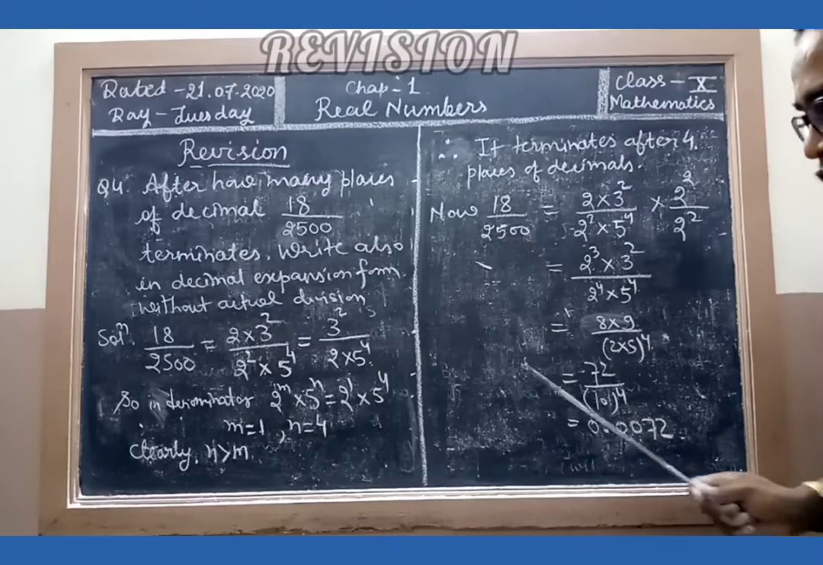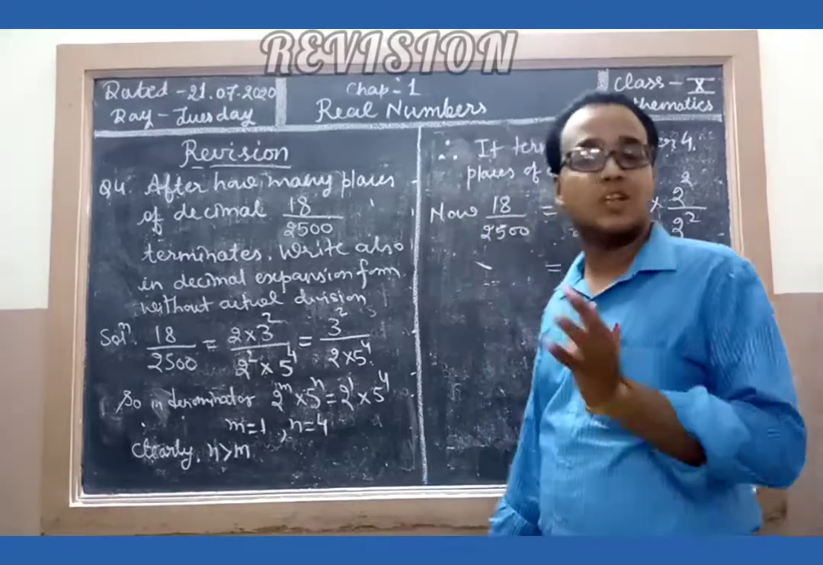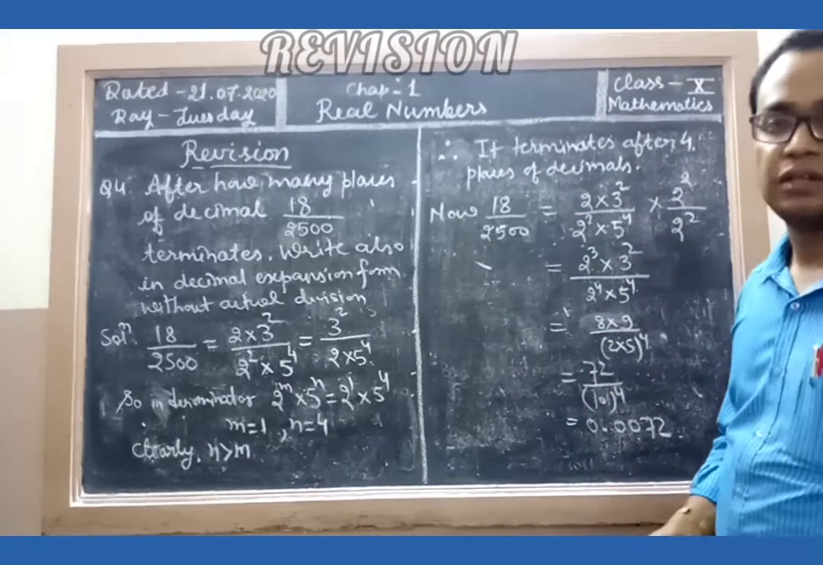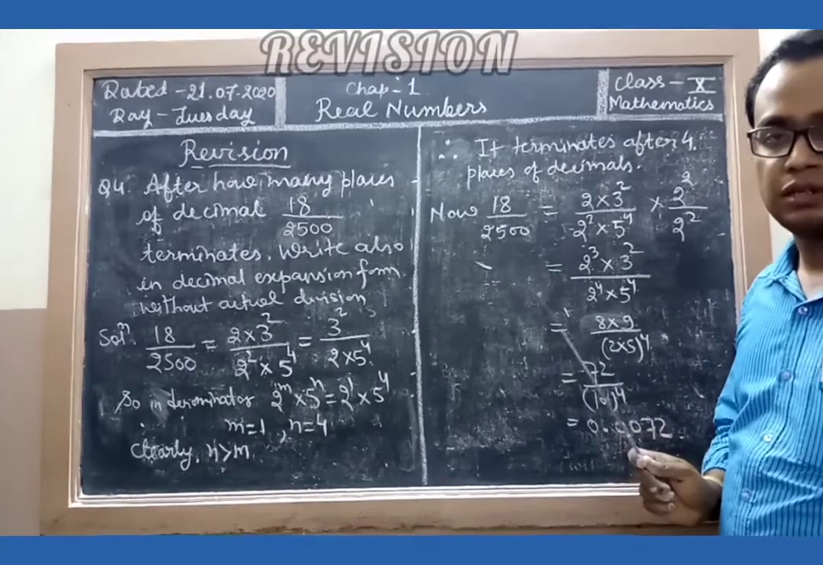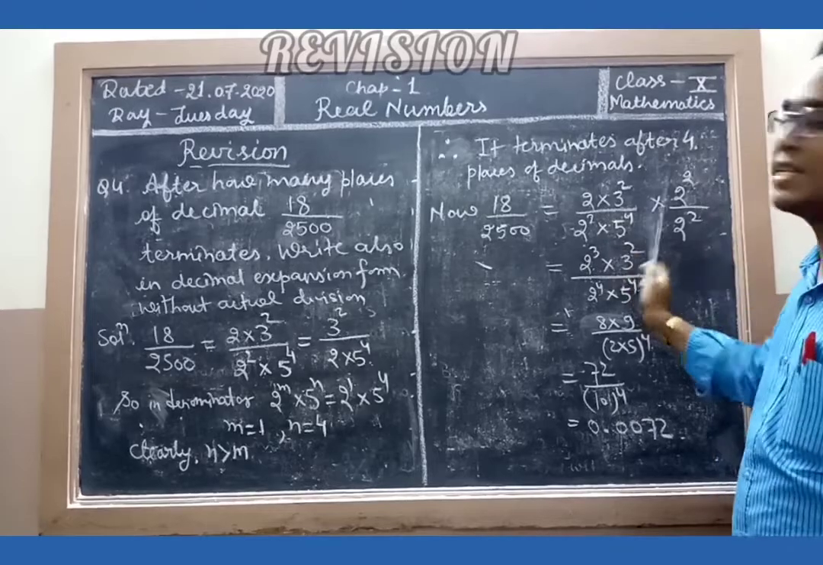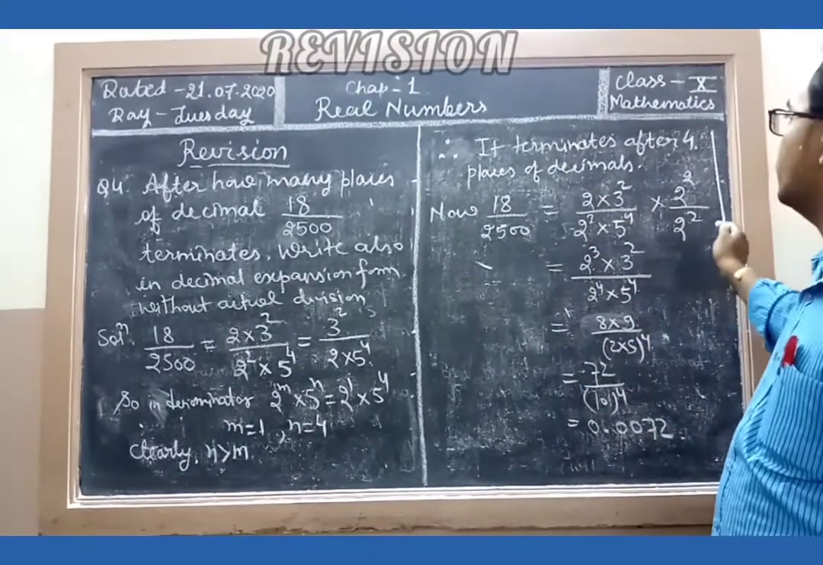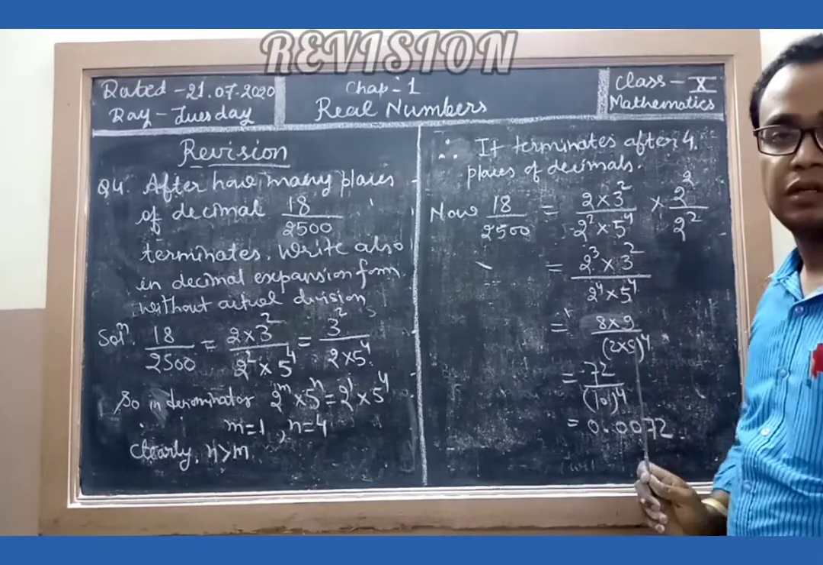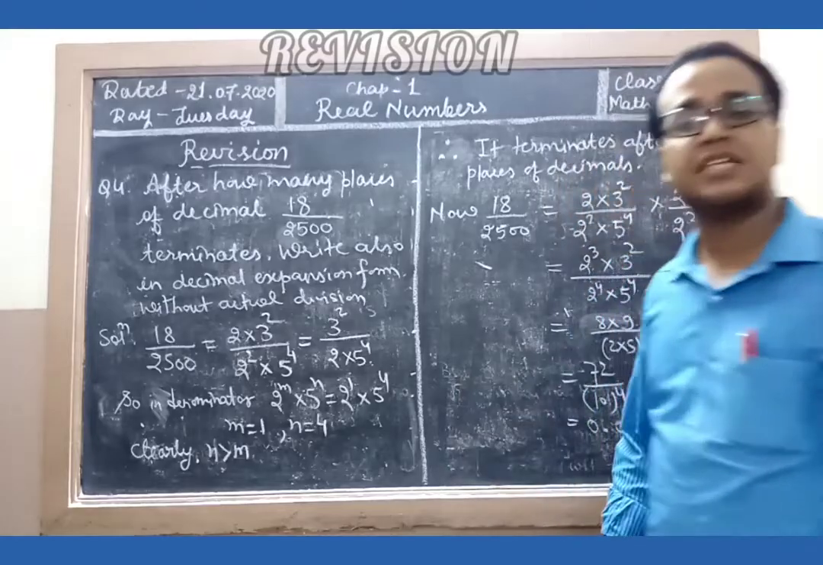One thing you must remember, student: between n and m, which number is greater? That is the required answer. If m is greater, then it terminates after m places of decimal. Here n is greater, so it terminates after n places of decimal.